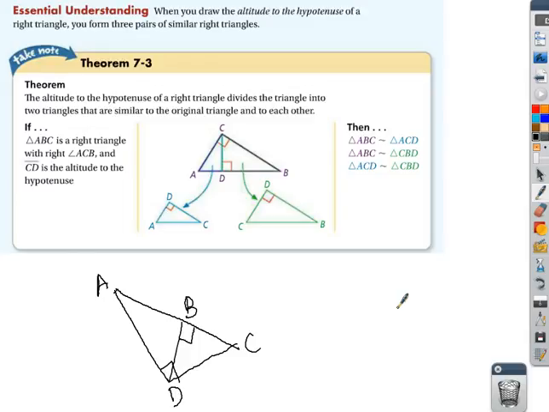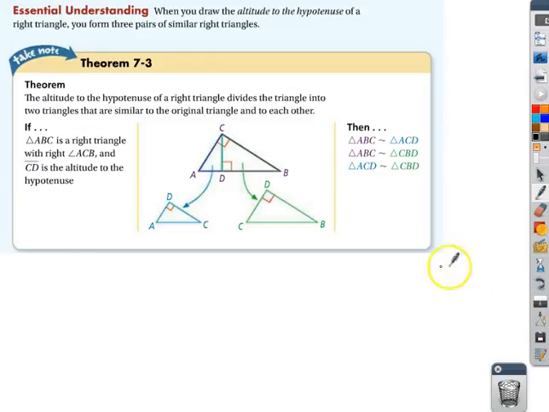All right. So we have got a new theorem. That theorem is called the altitude to the hypotenuse of a right triangle divides the triangle into two triangles that are similar to the original and to each other. That's awesome. So if I draw the altitude to the hypotenuse, how many complete triangles did I just make? There's 3 total triangles there, and all 3 of those triangles will be similar.